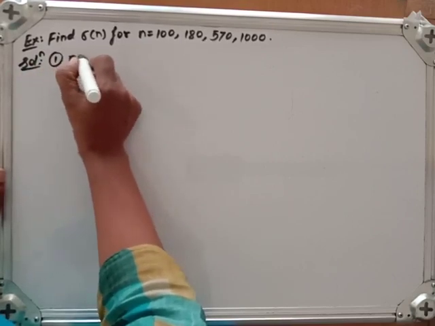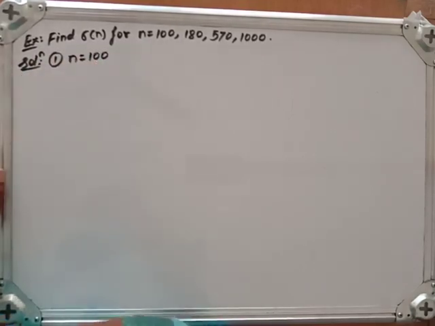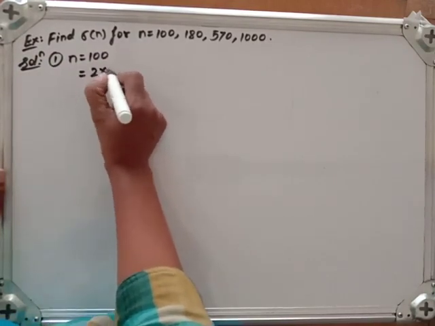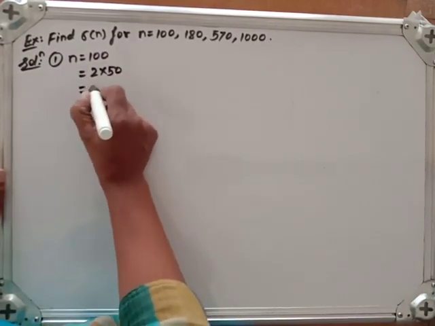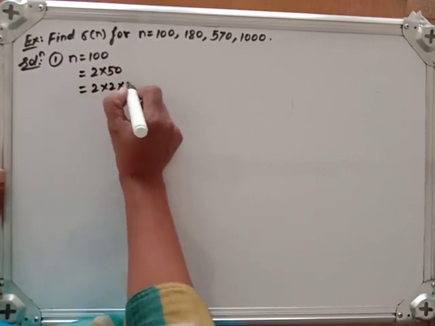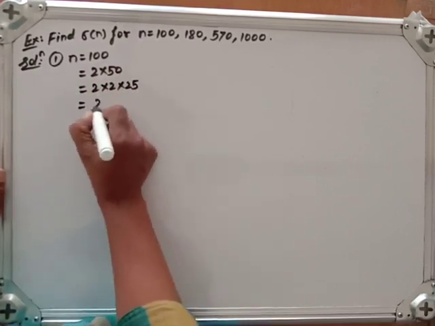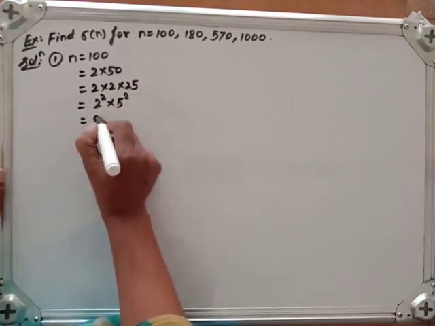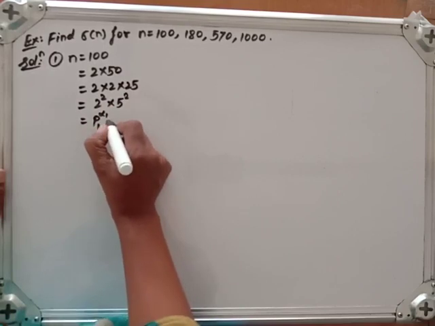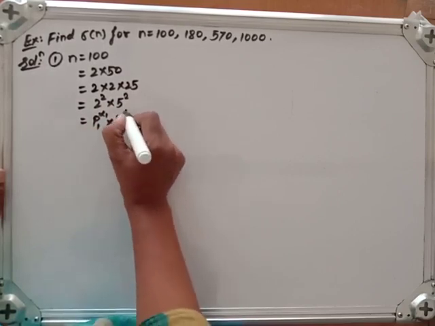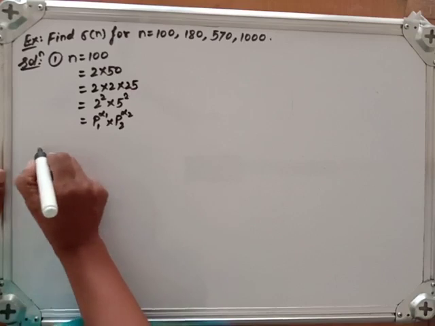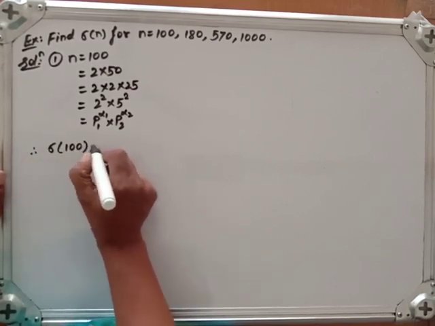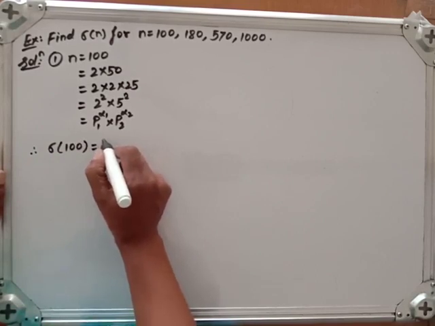So now solution. First, suppose n equal to what? 100. First of all, we need to obtain its prime factorization. So you know it will be 2 into 50, that is 2 into 2 into 25. So it can be written as 2 square into 5 square. So p1 raised to alpha 1 into p2 raised to alpha 2. Okay. Therefore, sigma of 100 is equal to what?